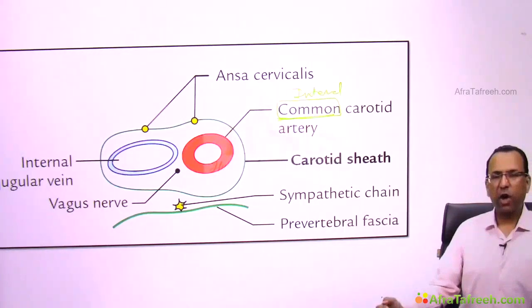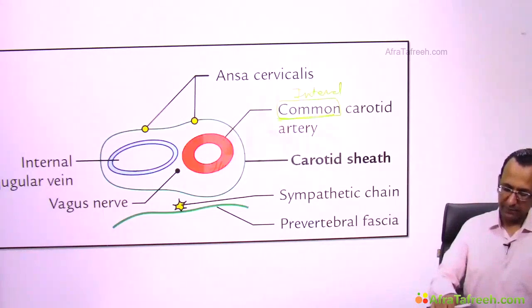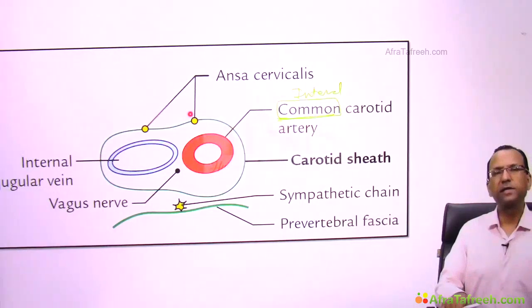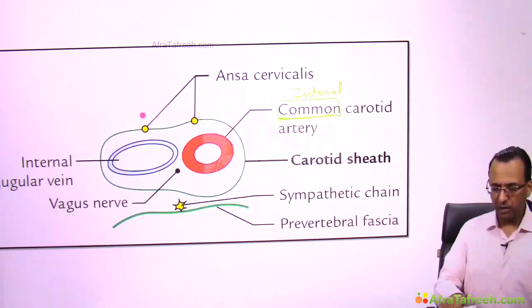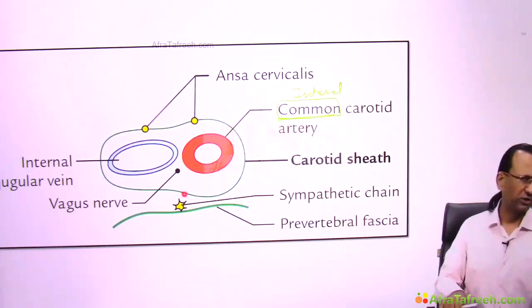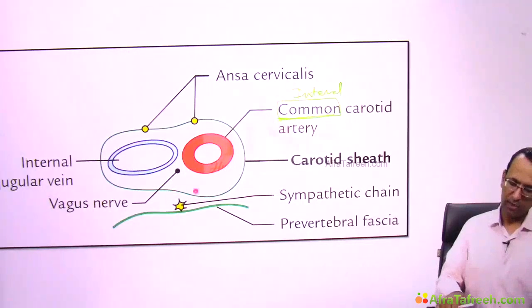So internal or common carotid artery on the medial side, internal jugular vein on the lateral side, and this is the ansa cervicalis embedded anteriorly to the carotid sheath, and behind that is the stellate ganglion block. You remember? Stellate ganglion block. Behind the carotid sheath, you have the sympathetic chain.